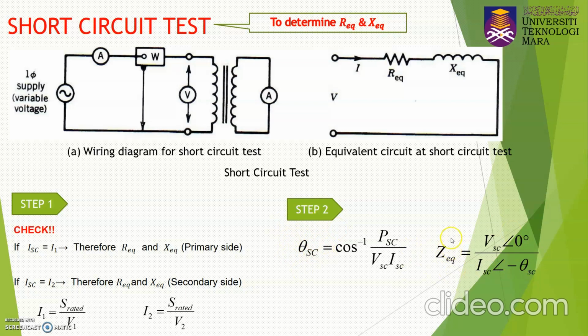And then based on the Z equivalent, only then can we find the R equivalent and also X equivalent, where your Z equivalent will be equal to R equivalent plus j X equivalent. So that is how you determine the value of R equivalent and also X equivalent based on the short circuit test. We will see in detail how to apply both tests, including the open circuit test and also the short circuit test, in the following example.